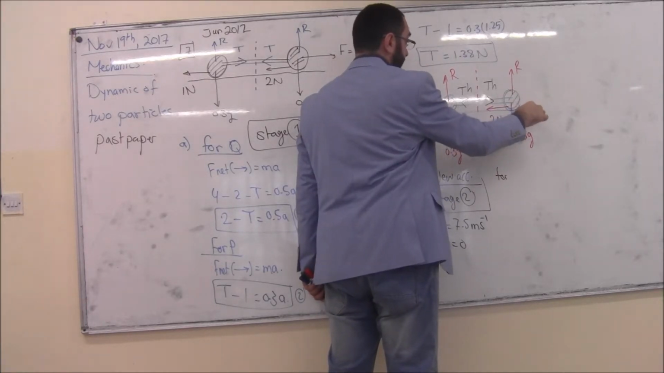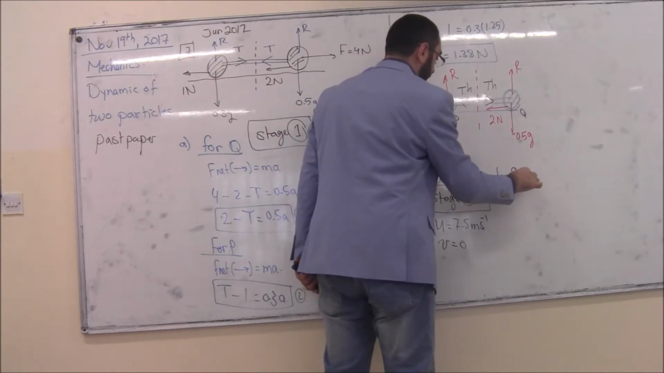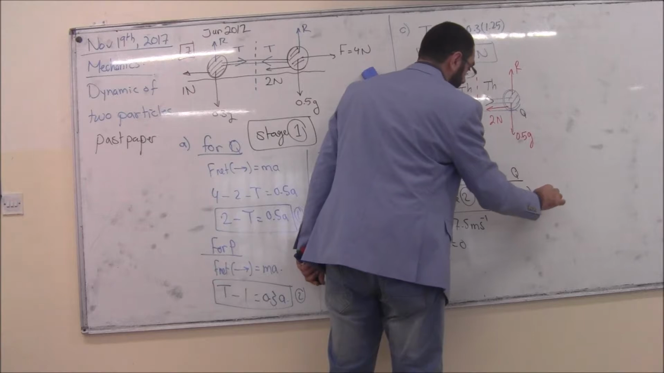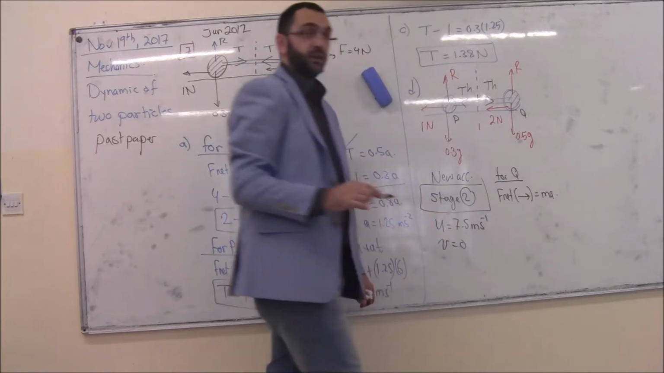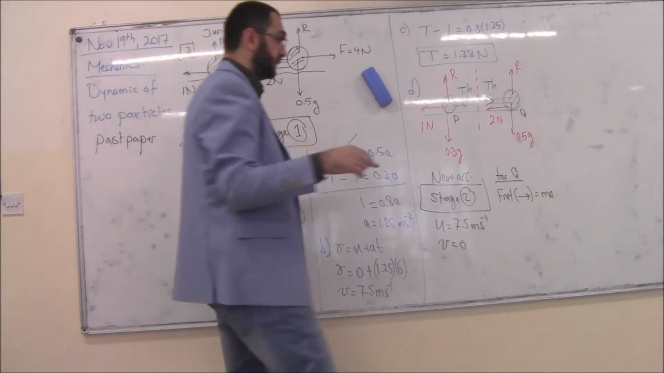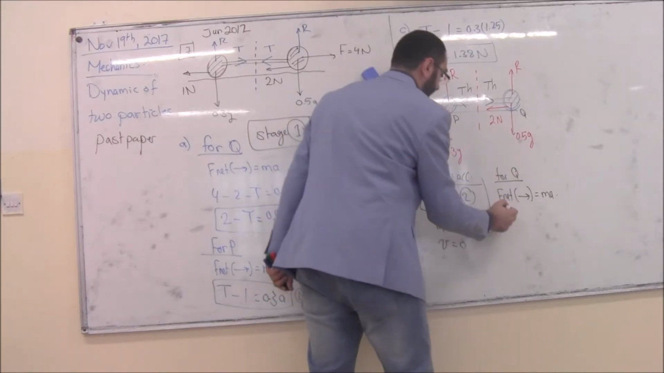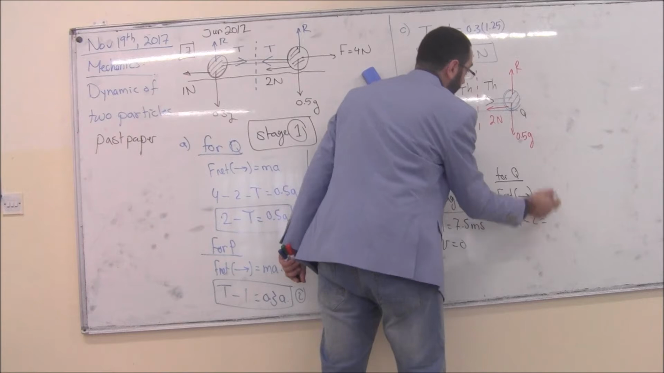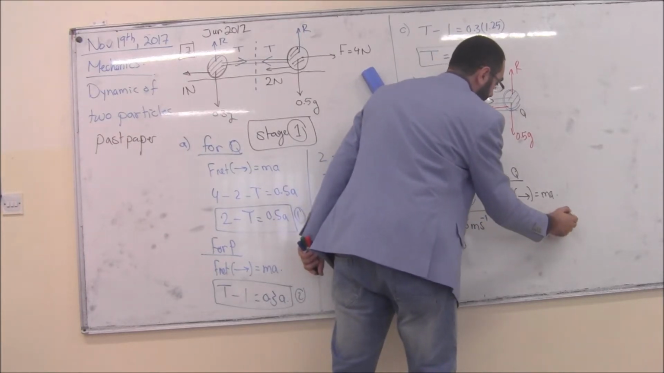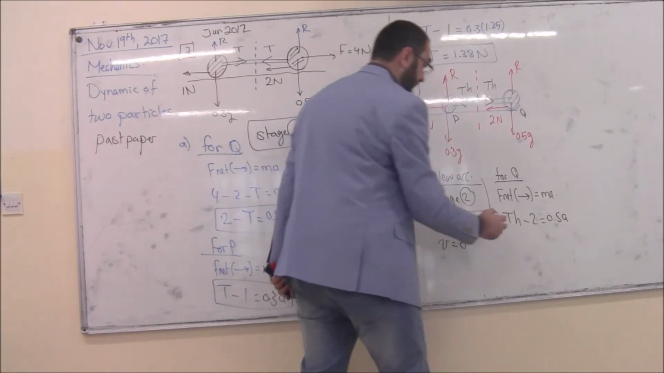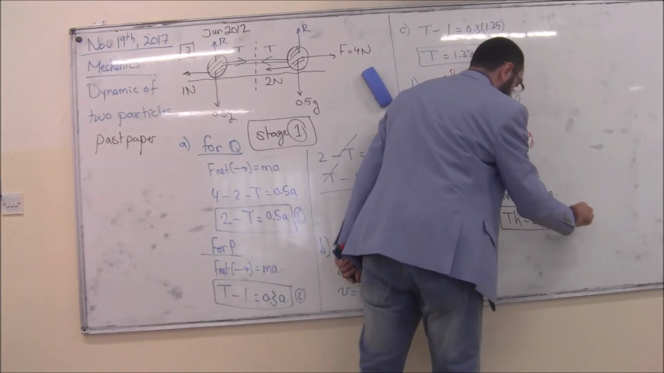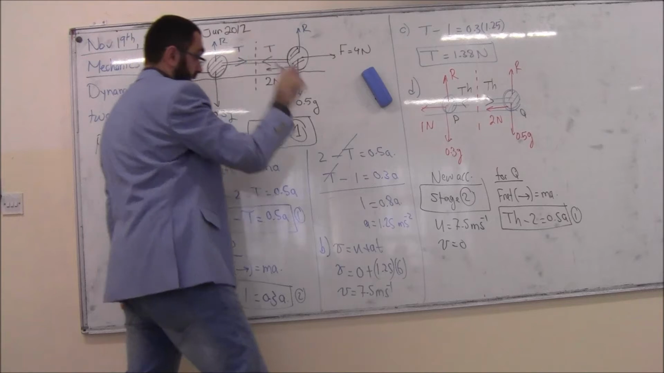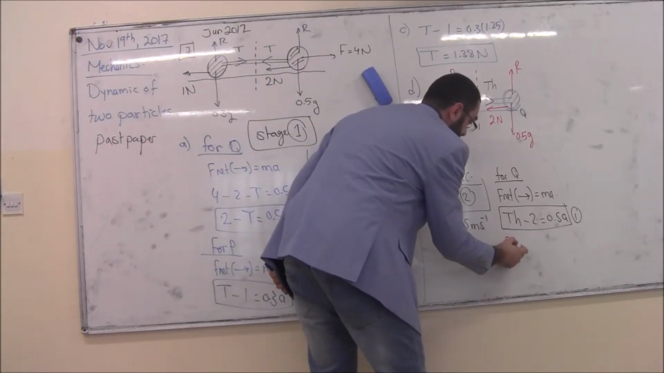Let's start with Q. This is Q, this is P, right? For Q, F net is still forward and equals MA. It's decelerating forward. F net equals thrust minus 2 equals 0.5 times A. This is equation 1. Be careful, thrust here is different from tension.